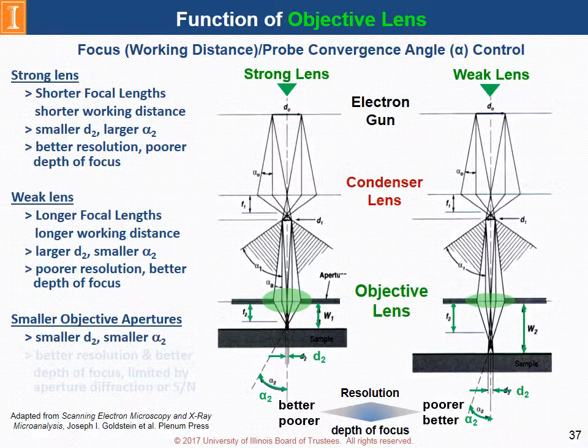We can also get smaller probe size as well as smaller alpha by using a smaller objective aperture. This way we can get better resolution as well as better depth of focus.